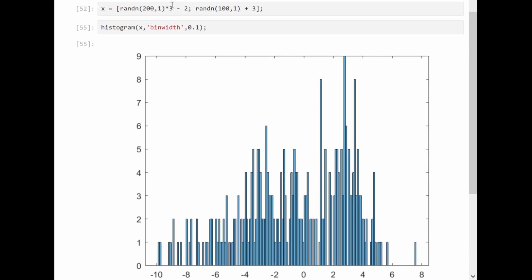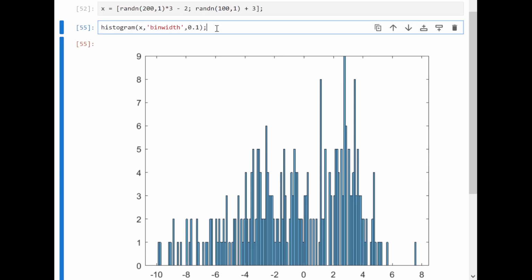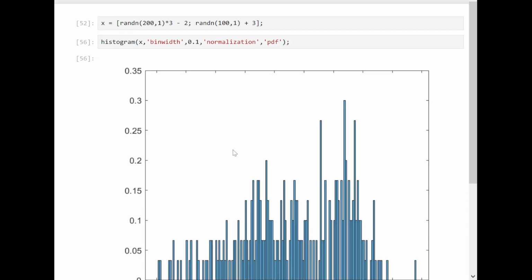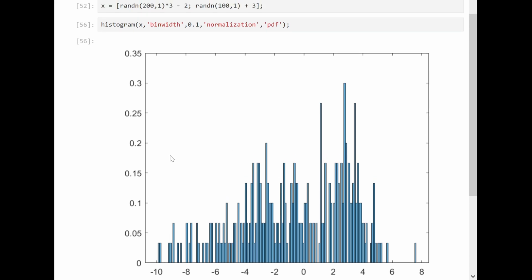MATLAB does provide me with an option to normalize this. If I say normalization PDF, then I get the same graph, but the heights of the bars give me something that's a valid PDF. If I were to multiply the areas of all these boxes together, I would get 1, and I could say, okay, now this is a true PDF if I wanted to use it to operate on something else, right? So that's the most simple density estimate that we could make.